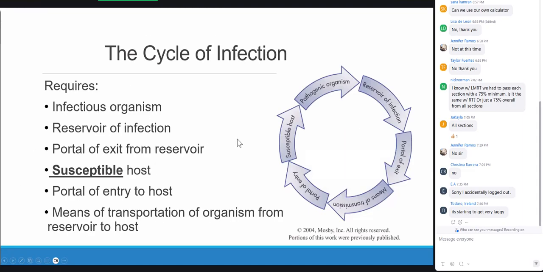Here's our cycle of infection. Remember that this does require an infectious organism, a reservoir of that infection. So there's got to be a source, a portal of exit from that reservoir, a susceptible host to receive that infectious organism, as well as a portal of entry to the host, and then a means of transportation of the organism from the reservoir to the host.